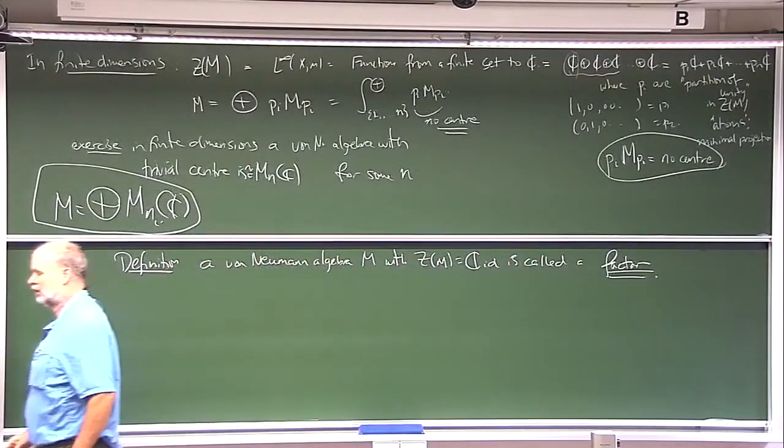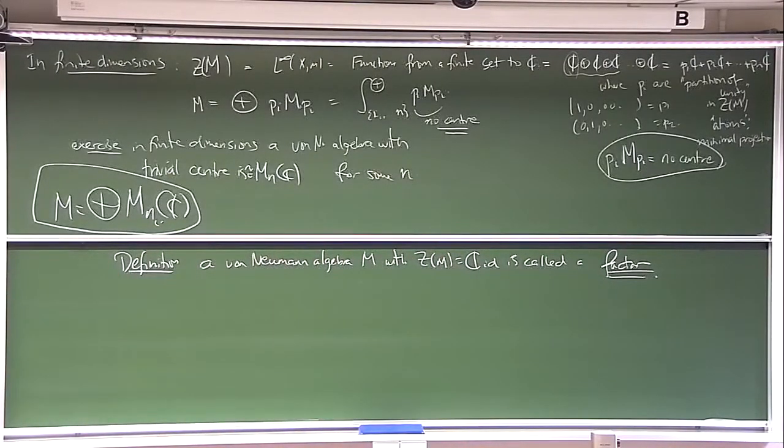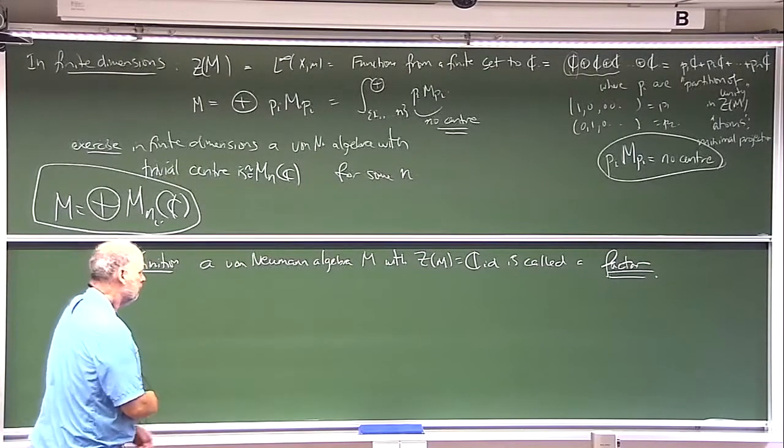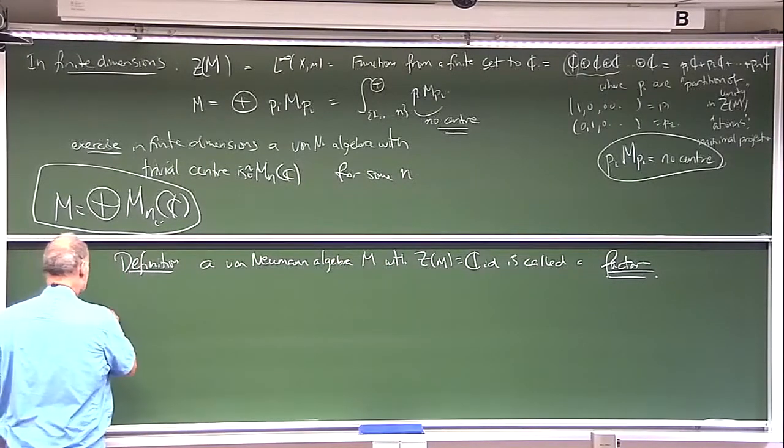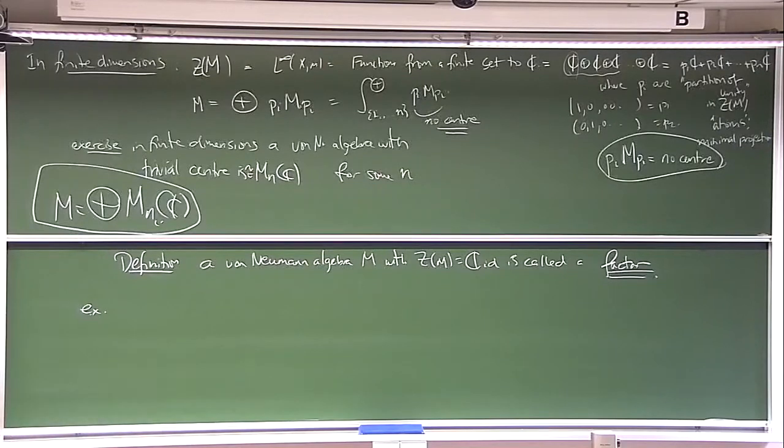Factor. And why is it called a factor? Well, the reason is because I'm going to give you an example. Now I showed that B of H itself, that was an exercise, is a factor. The exercise should show it has a trivial center.